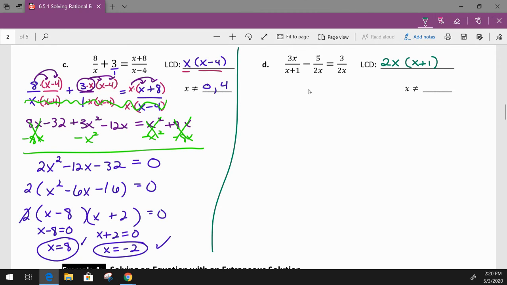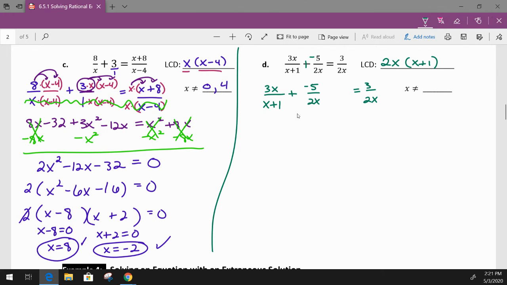So your first fraction has, actually let me move this over a little bit, 3x over x plus 1. And then the other thing I'm going to do is, since this is only a single term, I'm going to change this to a plus and put the minus in front of that 5. So I'm adding a negative 5 over 2x. And then I'm going to leave some space, and then equals 3 over 2x.